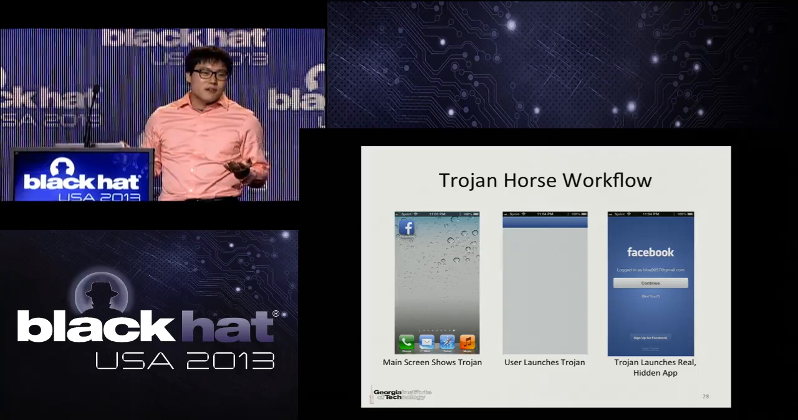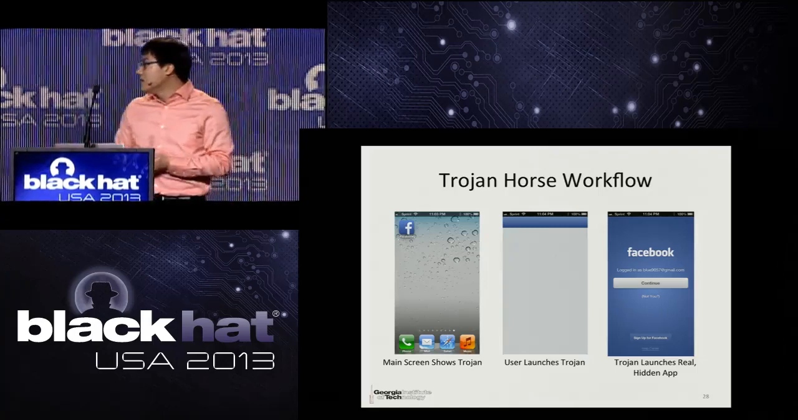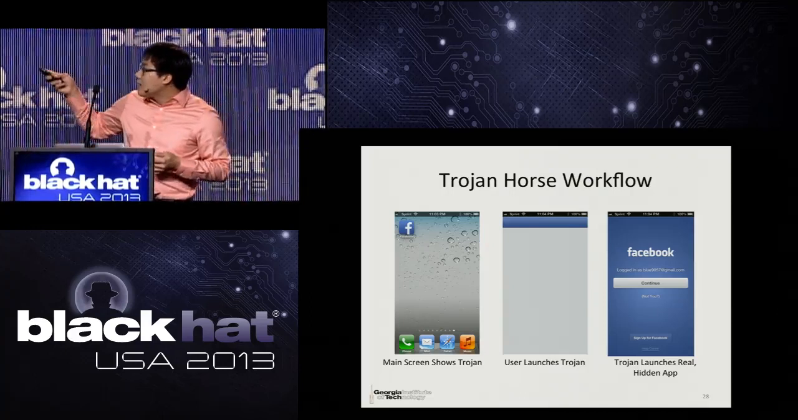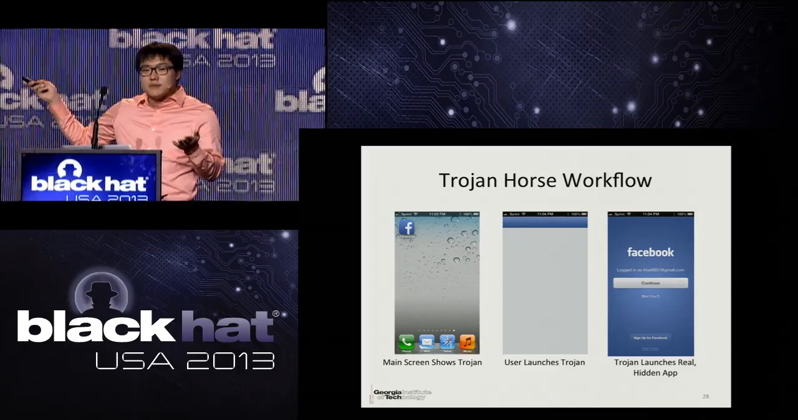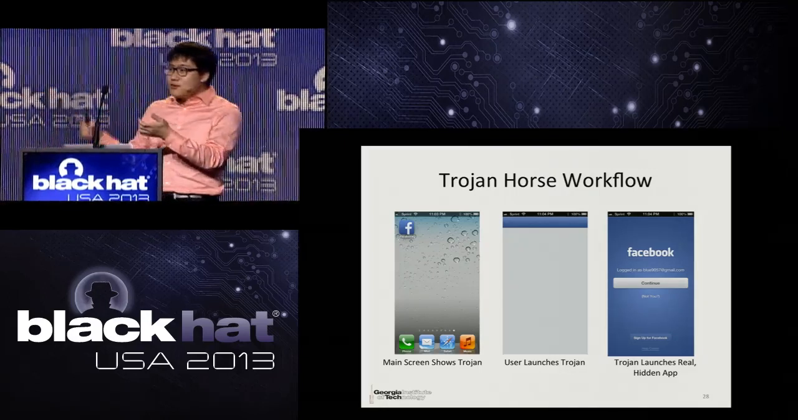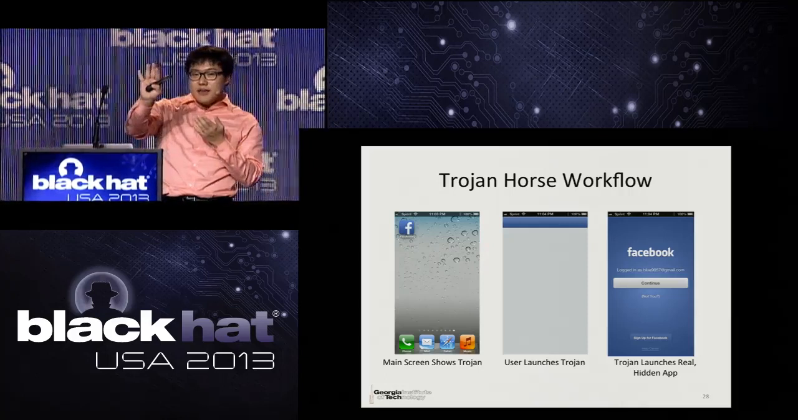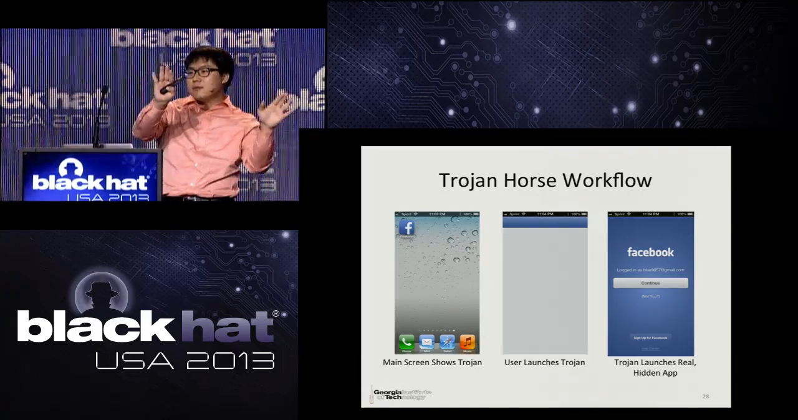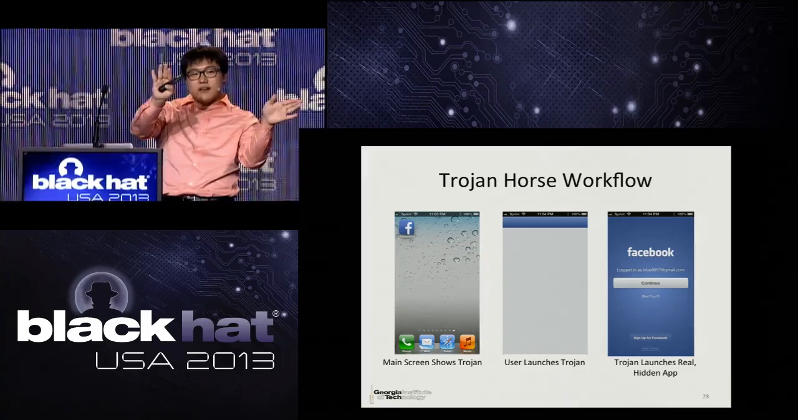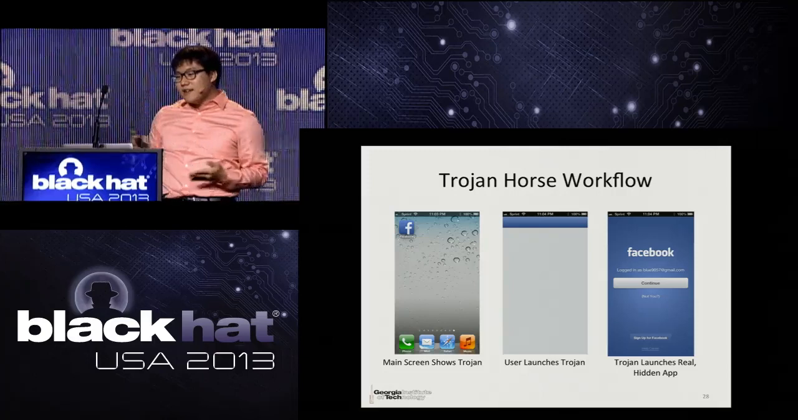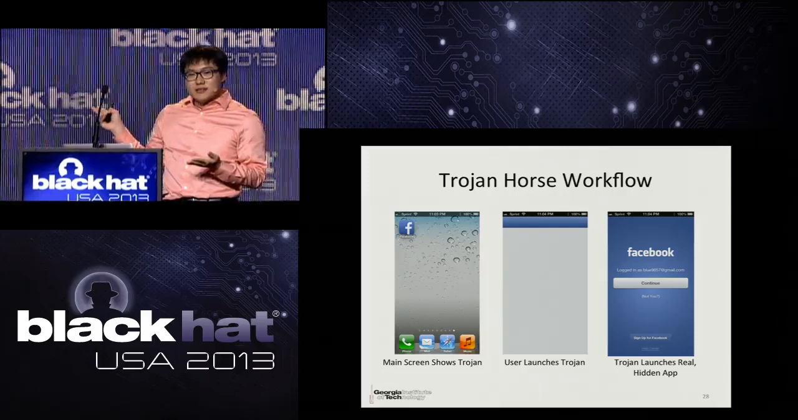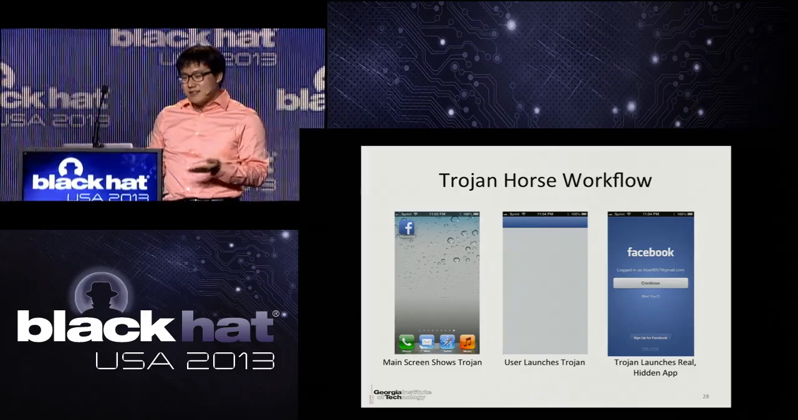So the workflow of the Trojan horse is as follows. On the leftmost figure, there's a Facebook application. There's no visual difference from the original Facebook application, but it is actually a Trojan. And whenever the user launches it, our Trojan comes up, and it immediately calls the original Facebook application through the custom URL API, which is provided by the iOS app framework. And then the original Facebook application comes to the front, and finally the user will see the Facebook application. So the user will have no suspicion while the Trojan is executing in the background.